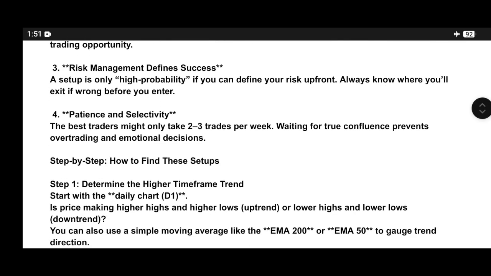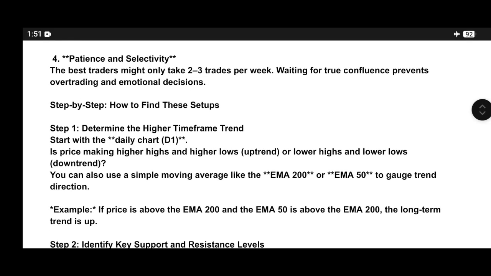Step by step on how to find the setups. Step one is to determine the higher time frame trend. Start with the daily chart.